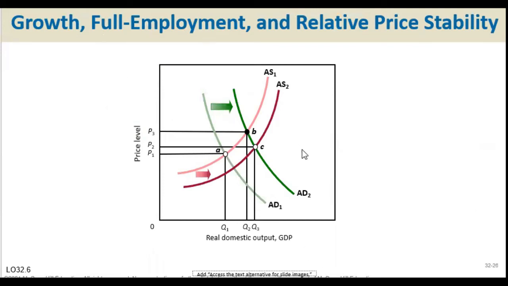So this figure shows you growth, full employment, and relative price stability. Normally, what happens is an increase in aggregate demand from D1 to D2 will move the economy from A to B. And real output will expand to Q2, and inflation will result. So you see inflation also results, from P1 to P3.